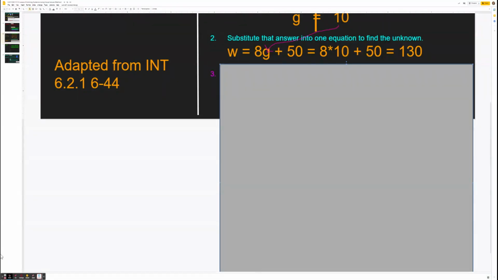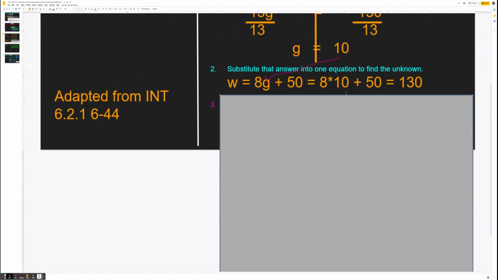And then we know that we're going to write our solution as a coordinate pair in alphabetical order. So because we've got G and W, when we write our coordinate pair, we're going to write it as the pair of 10, 130.